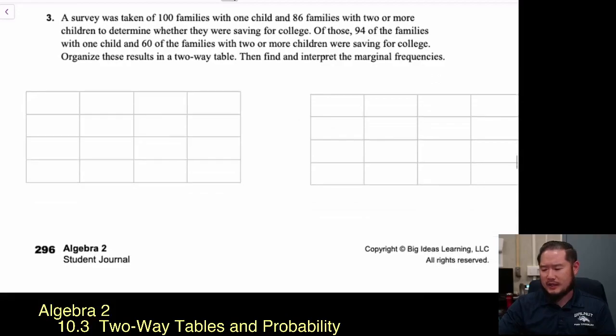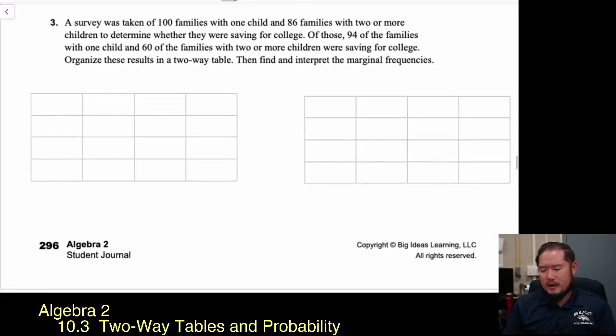Now let's take a look and go down to number 3. Okay, we got quite a bit of things going on here, and we're going to organize a two-way table, make one, and then we're going to find and interpret the marginal frequencies. We're also going to take this one step further, but we'll worry about that when we get to it. So how could I set things up?